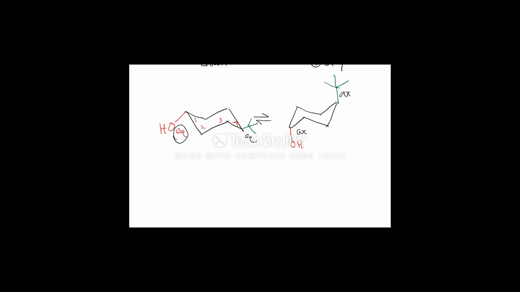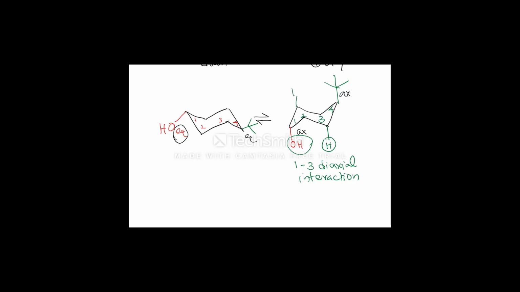The tert-butyl is equatorial, and it becomes axial after the ring flip. But remember, up stays up, down stays down, right? Now, if you look at this one here, the hydroxyl group on carbon 1, 2, 3, on the third carbon there's a hydrogen. This clash is called the 1,3-diaxial interaction. OH and H are relatively small, but it's still called the 1,3-diaxial interaction.